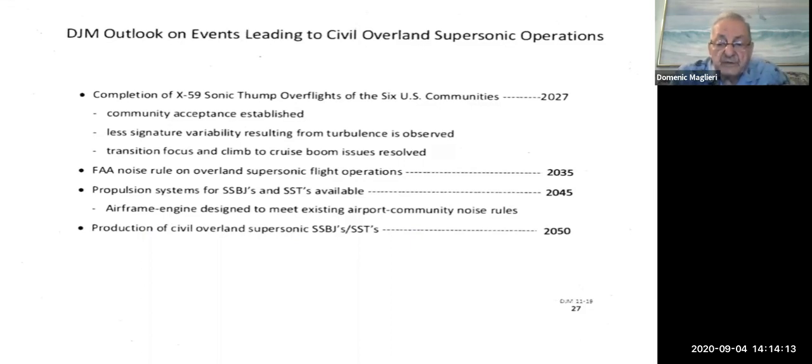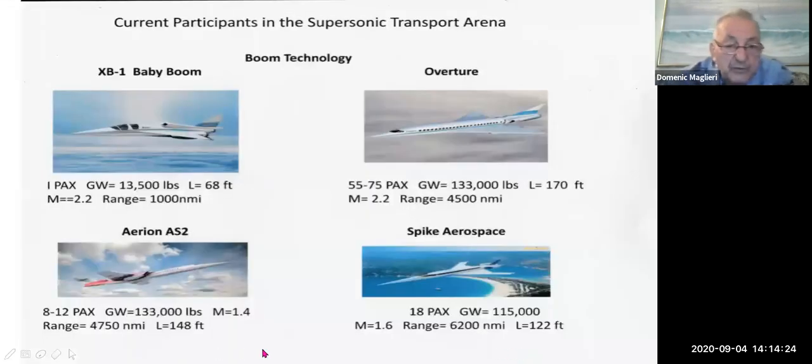Now, I've been accused of being too pessimistic. I think I'm too optimistic. But that doesn't mean it. Let's see what these numbers mean in terms of the new entries. Well, there are three new entries: Boom Technology, who is located in Colorado, Arion in Las Vegas, and Spike Aerospace, I think it's in Boston.